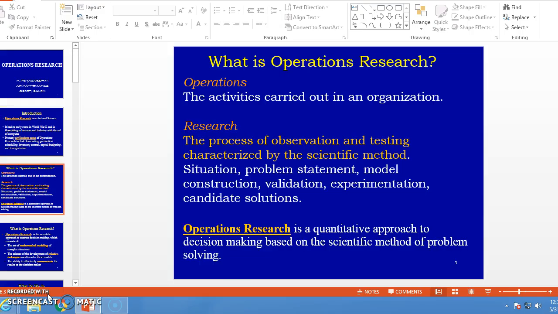The next one is, what is operations research? Operations is nothing but the activities carried out in an organization. Research is the process of observation and testing characterized by the scientific method: situation, problem statement, model construction, validation, experimentation, candidate solution. Operations research is a quantitative approach to decision making based on the scientific method of problem solving.